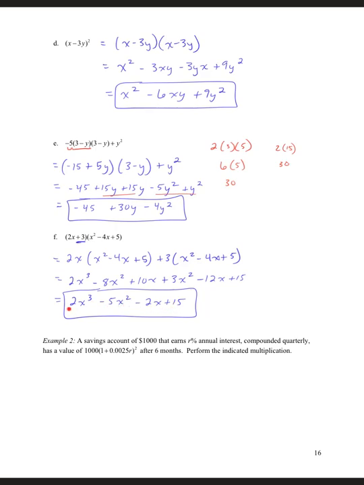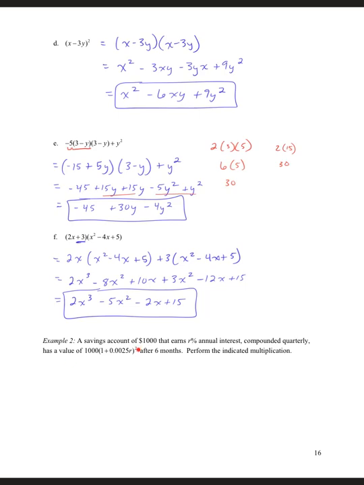A common question is, what if our order is different? It doesn't matter if your order is different as long as your signs are correct. Like this 2x cubed has to be positive, these two need to be negative. A lot of times, whenever you have just one variable, you always start with the highest exponent and go in descending order. Now what I want you to do is try out example 2.